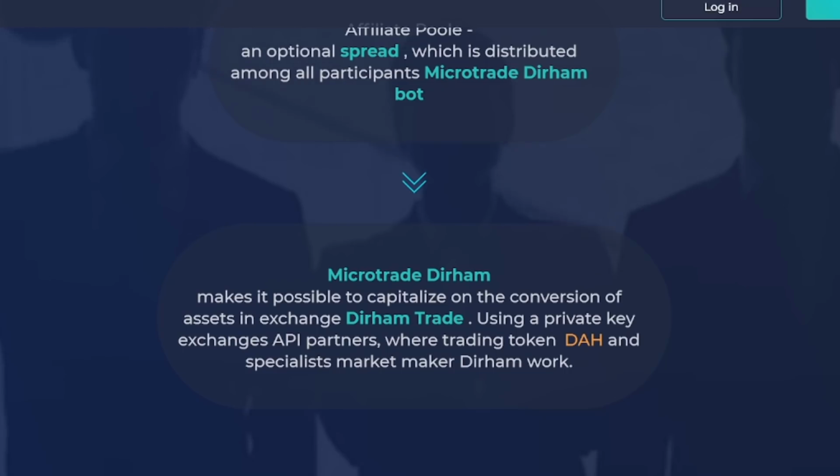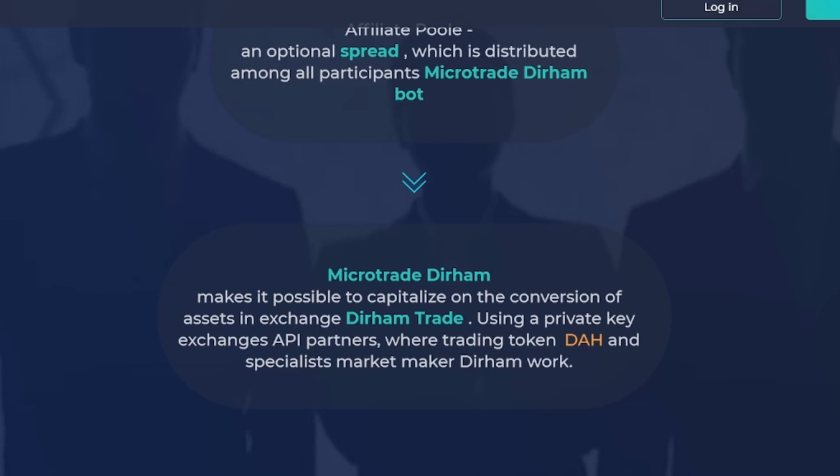To receive an additional percentage of profit from the pool, the participant must have a partner under his partner key and participate in the Dirham Microtrade bot throughout the entire period of accumulation of profit. Because, of course, you have an accumulation of profit, and it gives you as well some kind of referral, let's call it that way.